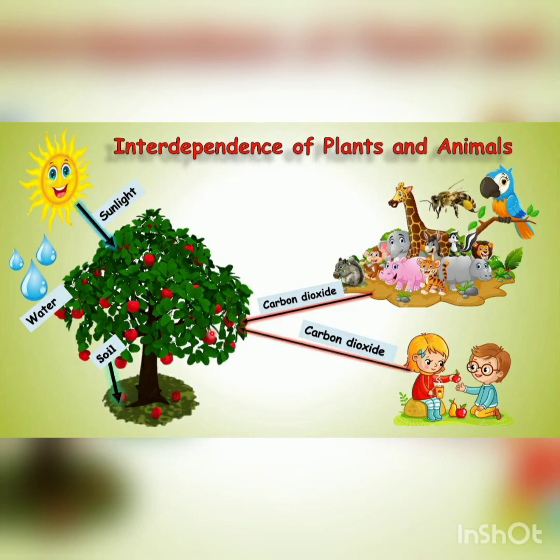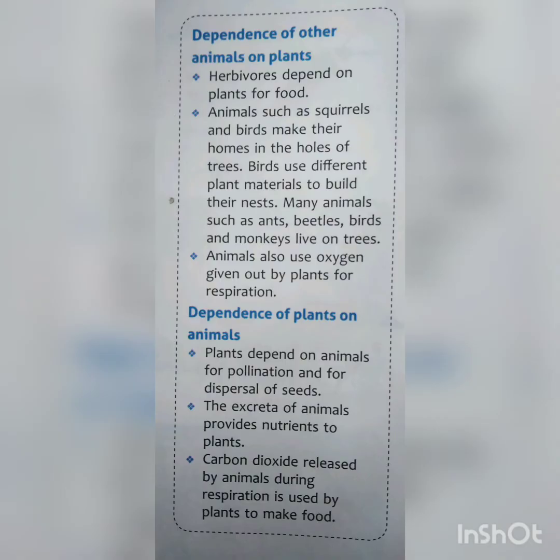Plants and animals are dependent on each other. Dependence of animals on plants. Herbivores feed on plants for food. Animals such as squirrels and birds make their homes in the holes of trees. Birds use different materials from the plants to build their nest. Animals such as ants, beetles, birds, monkeys live on trees. Animals also use oxygen given out by plants during respiration.